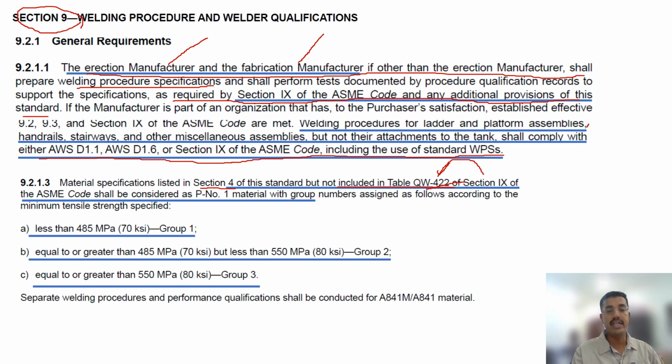Then it should be considered as P number 1, CS materials, and follows according to the minimum tensile strength. If the tensile strength is less than 480, then it is group 1. If it is 480 to 550, group 2, and if it is more than 550, then it is group 3 materials.